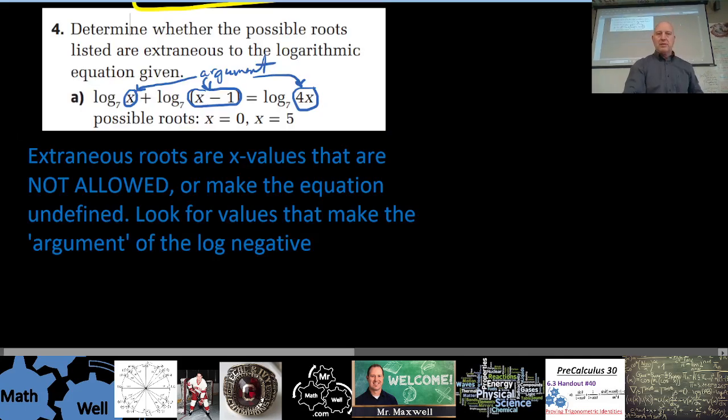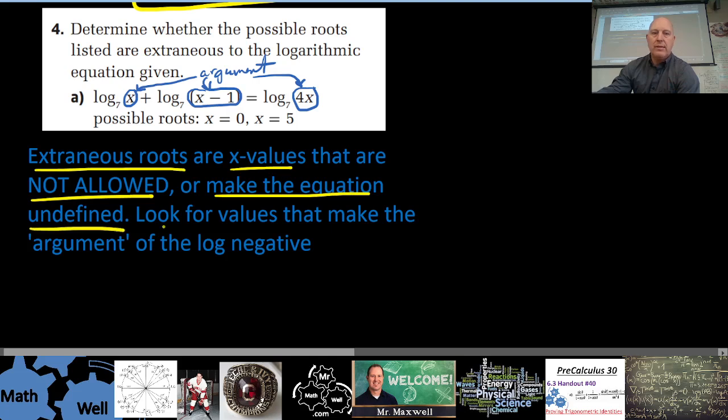All right, so the last one I'll do here, just to get you going. Number 4, determine whether the possible roots that are listed are extraneous to the log equations. The extraneous roots are the x values that are not allowed or that make the equation undefined. What you're looking for is values that make the argument of the log negative. The argument is like the input of the log, or the subject, as I sometimes call it. If these roots make any of these circled things negative, then you've got a problem.